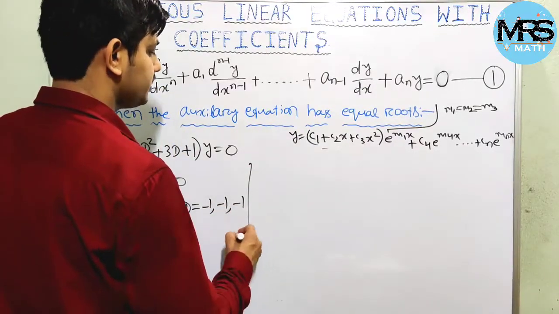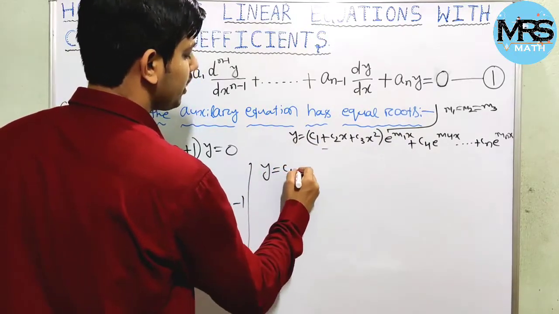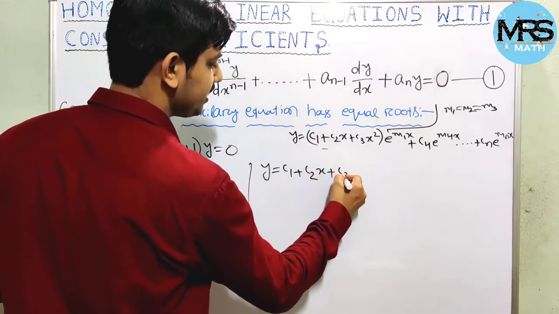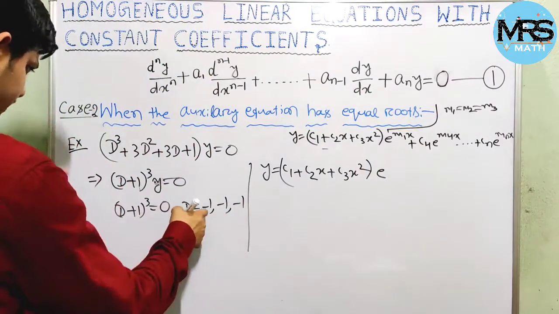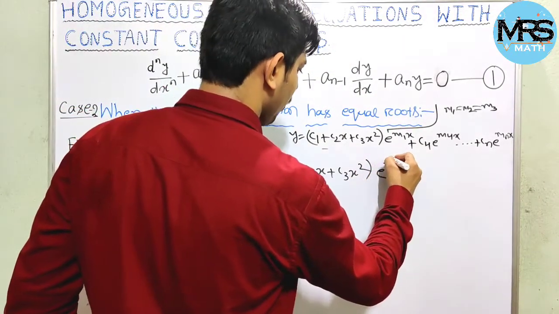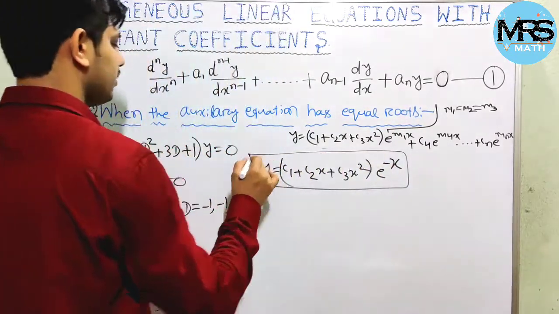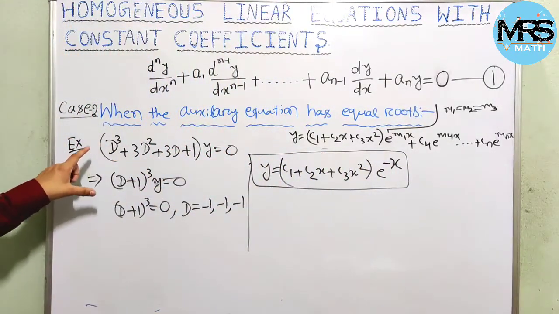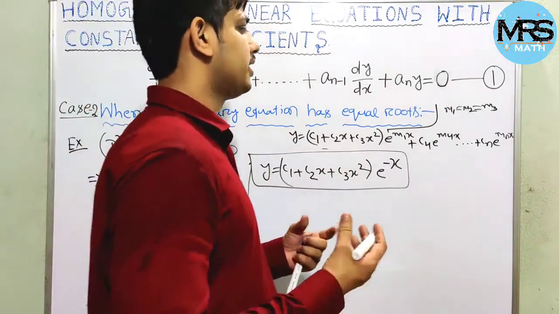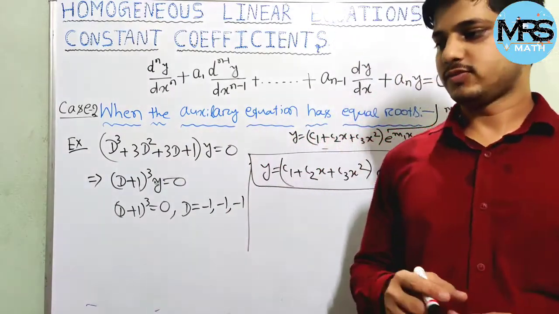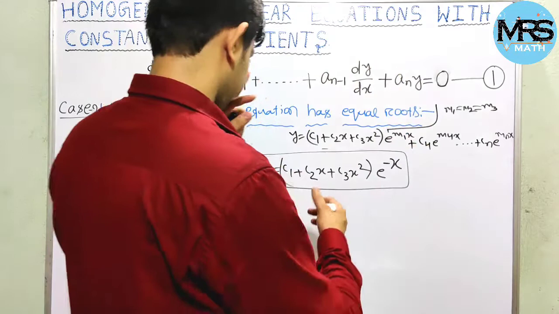So what will be the general solution in this case? That is y equal to c1 plus c2x plus c3 x square, into e to the power minus x. So this is very simple. A very small example I have taken to show what the complementary function and the general solution will be when the roots are repeating.